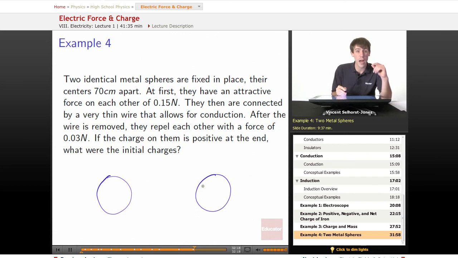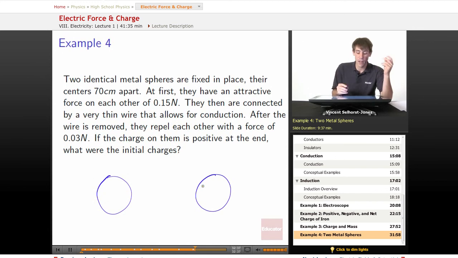So if they've got an attractive force, what does that mean about those charges? They've got to be opposite. We know Q1 and Q2 have to be opposite. One might be positive and one negative, or negative and then positive, but we do know that they're not the same type. So at first they've got an attractive force of 0.15 newtons.